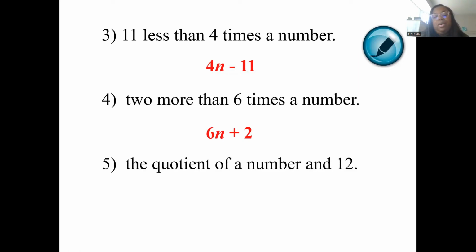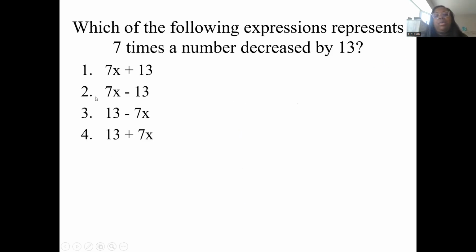The quotient of a number and 12. Quotient is not a turnaround word. So let's see how you represent that. Pause that video. All right, you should have got some letter, doesn't matter what letter, divided by 12. So which of the following expressions represent 7 times a number decreased by 13? Go ahead and pause the video so you can have some think time. All right, so your answer should have been number 2, 7x minus 13.